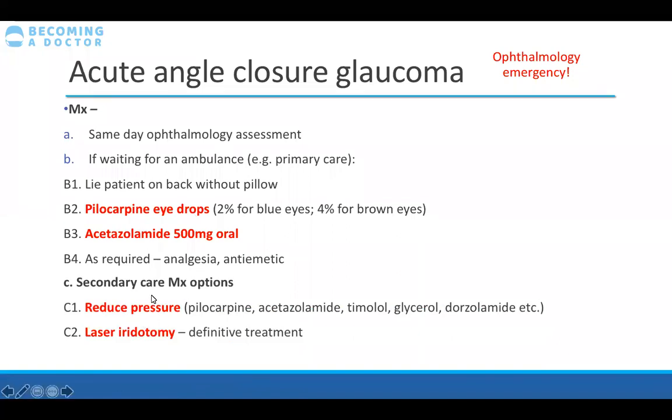Secondary care management: first you want to reduce the pressure. Again, there's a whole host of drugs you can give, but the two main ones are the B2 and B3, these two which I've highlighted. And the definitive treatment is laser iridotomy. Again, you're just trying to relieve the pressure and make sure that you can preserve the vision.